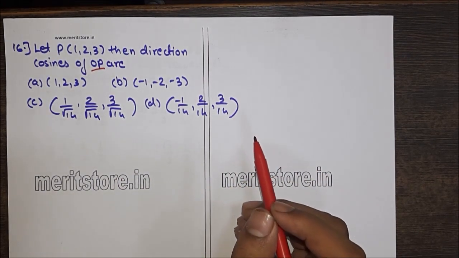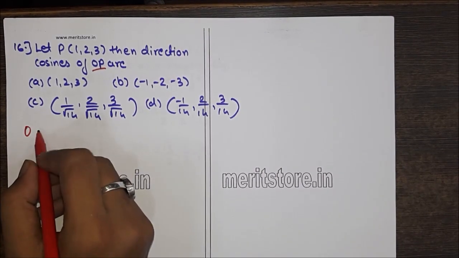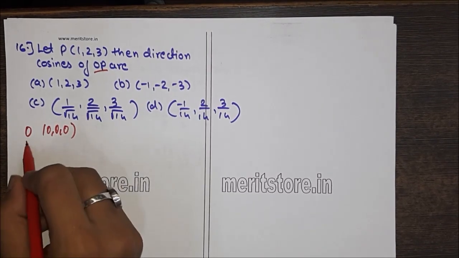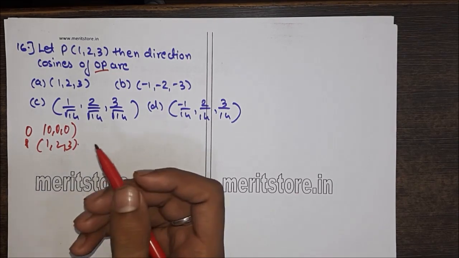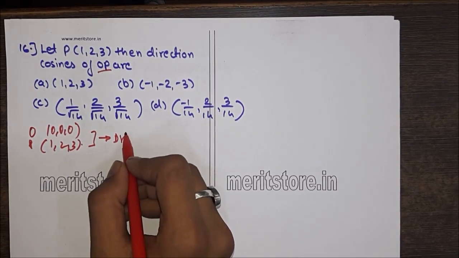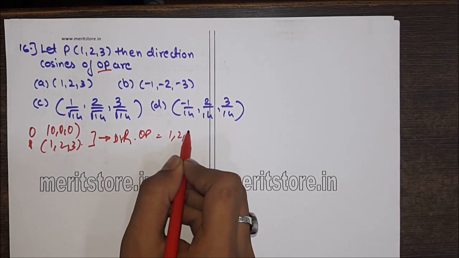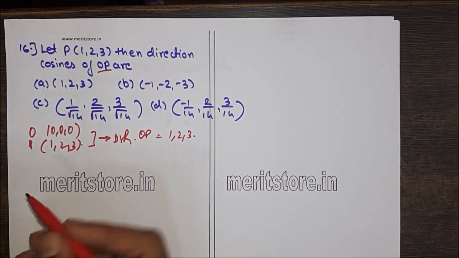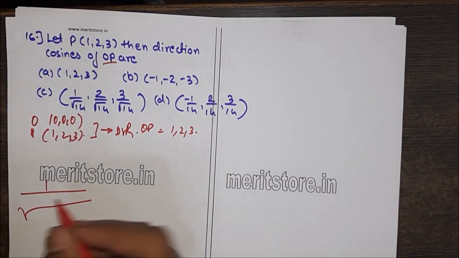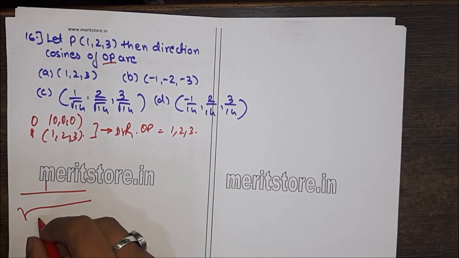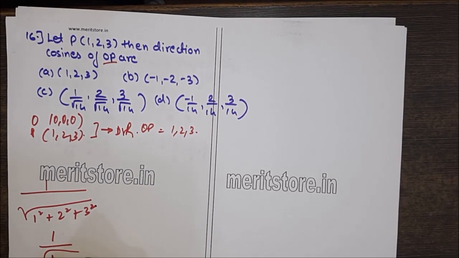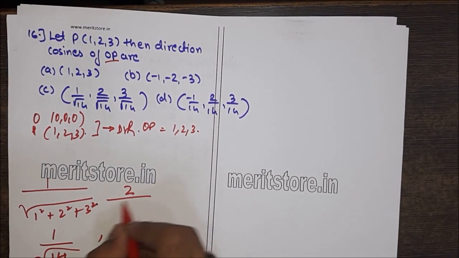We know that the coordinates of point O would be 0, 0, 0, and we are given P as 1, 2, and 3. So these are the two points. Then the direction ratios of OP would be 1, 2, and 3. Now we have to find the direction cosines. We know the formula: the direction ratios divided by the root of a square plus b square plus c square. So we get 1 square plus 2 square plus 3 square, so we would get 1 by root 14. Similarly, we'll get it for the others.